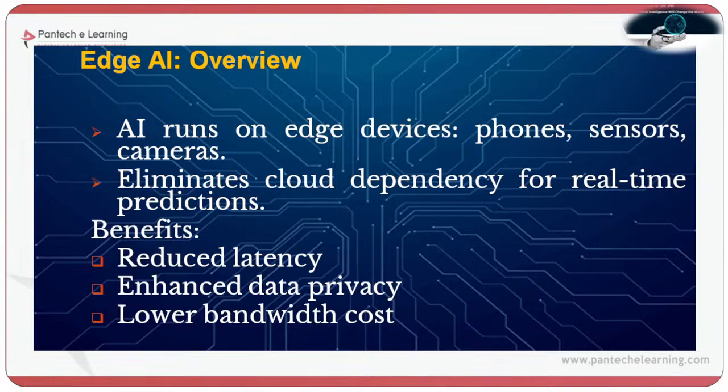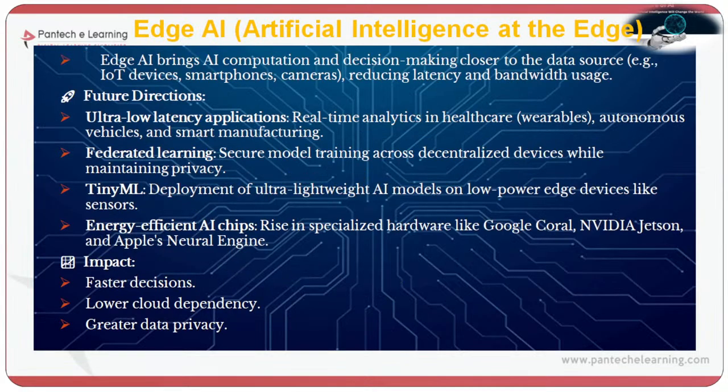Coming to the next one, lower bandwidth cost. That is a very nice thing, because if you need more bandwidth, then definitely you will get a loss of data also. So here you will get a little adjustment of your particular data, and with that comes privacy. Now you can see how the entire requirements work exactly for edge AI.